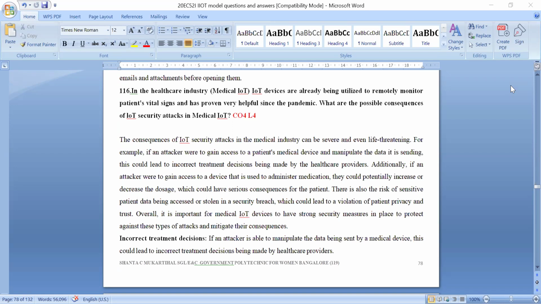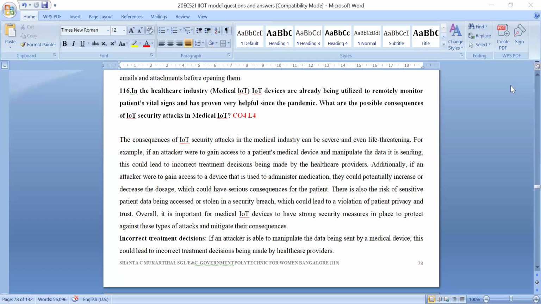The question is asking about the possible consequences if an IoT security attack occurs in the healthcare industry. Particularly where the IoT devices are used to remotely monitor the patient's vital signs. In such a situation, what are the possible consequences? That is the question they are asking.